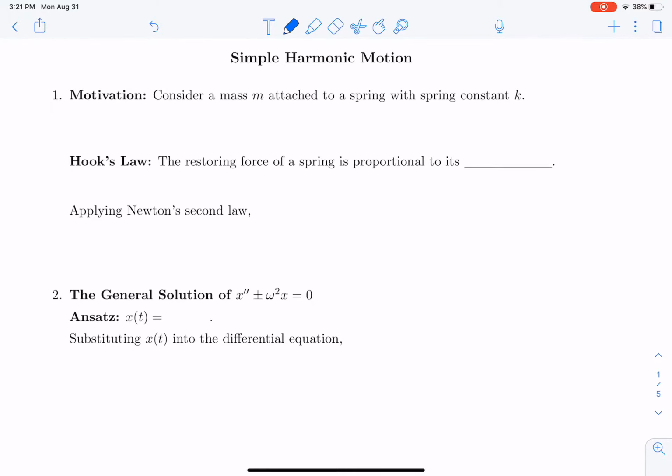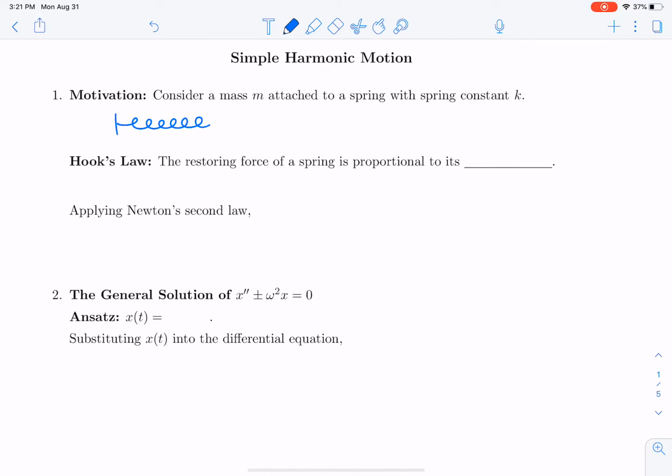Today we're going to move into the world of second-order differential equations. And I want to motivate those second-order differential equations with an example from physics. So I'm going to consider a mass attached to a spring with a spring constant, k.